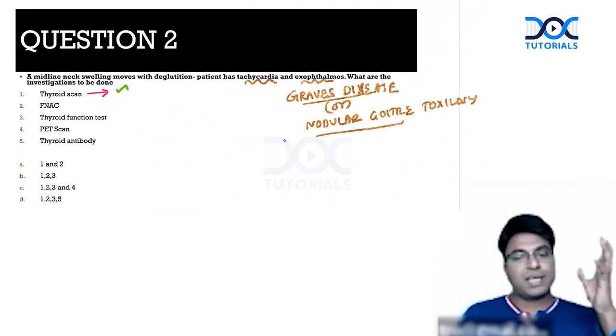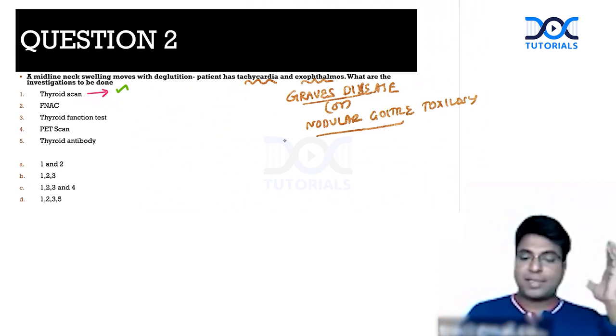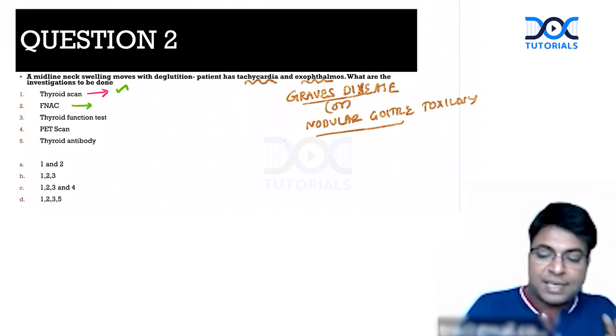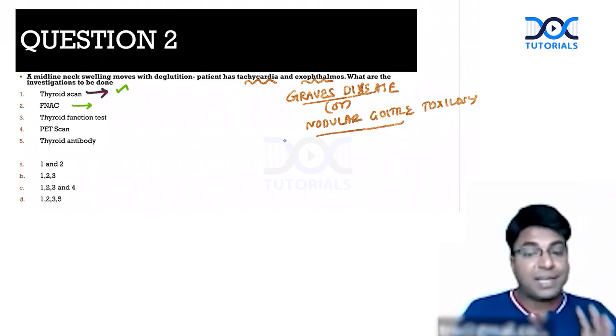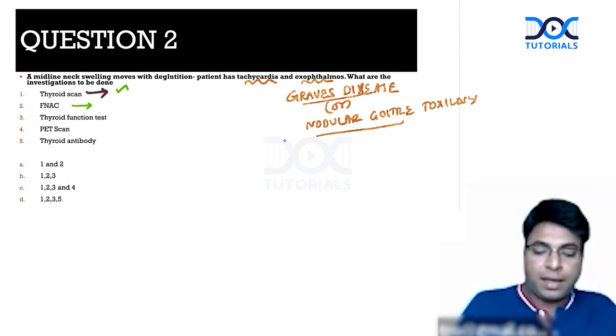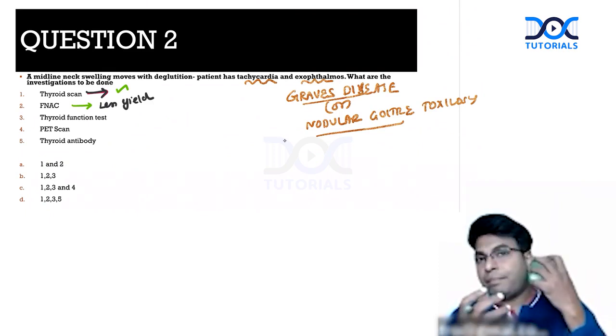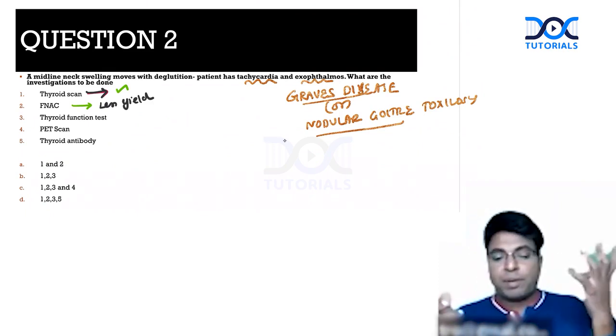This is a toxicosis case, so I can do a thyroid scan. Number 2, FNAC. Yes, FNAC is less yielding during toxicosis. It's a very basic clinical question. During toxicosis, when I do FNAC, there will be only blood coming in the aspirate. There won't be much tissue.